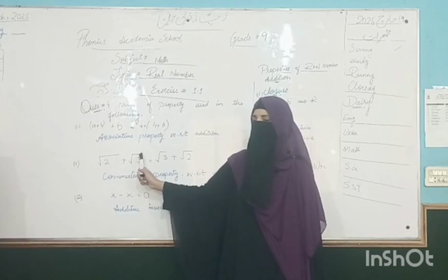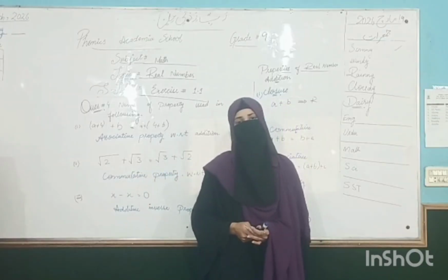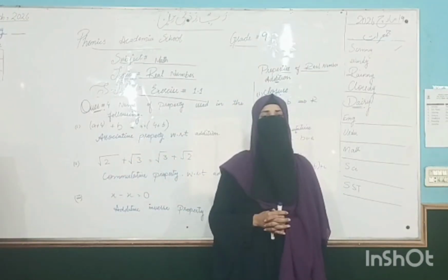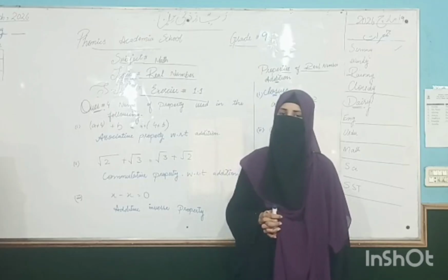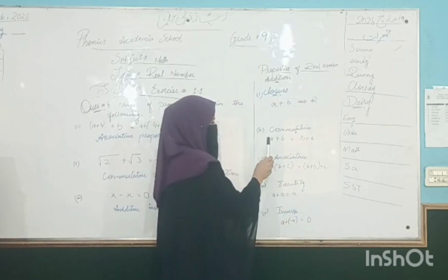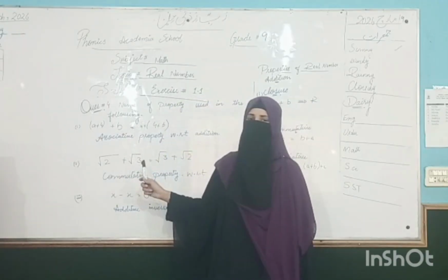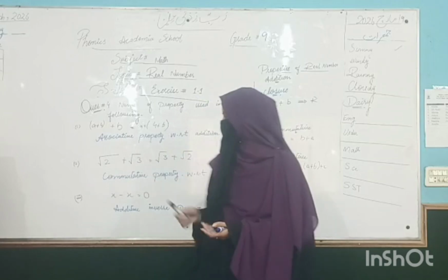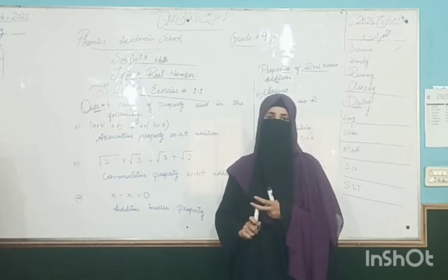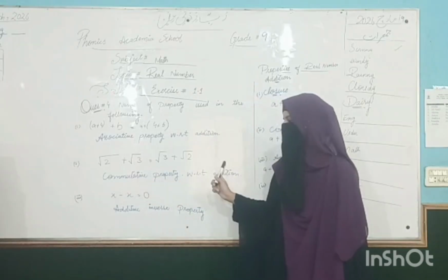Square root 2 plus square root 3 is equal to square root 3 plus square root 2. How many terms are on one side? 2 terms: 1, 2. The terms are the same on both sides and the result is also the same. So it is called the commutative property because a plus b is equal to b plus a. When this type of question comes in your paper, classwork or book, you know that when each side, left and right, has two terms and the terms are the same, it is called the commutative property of addition.